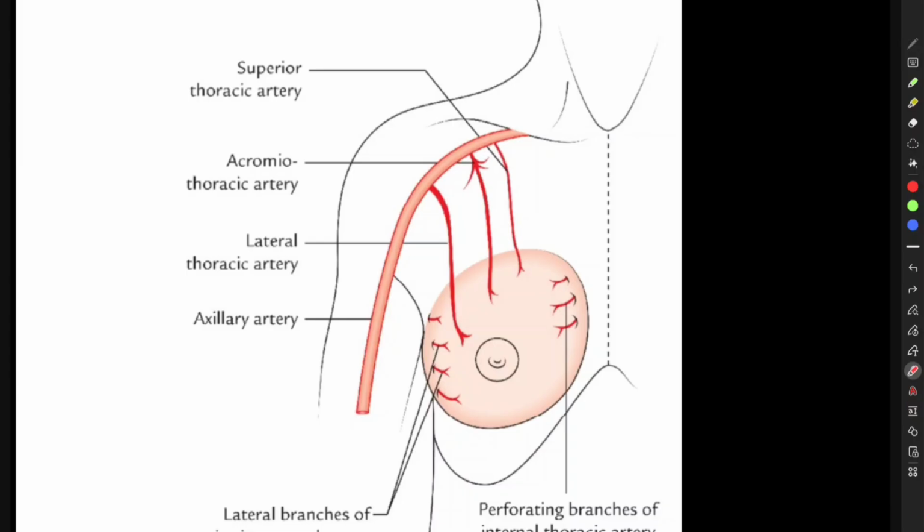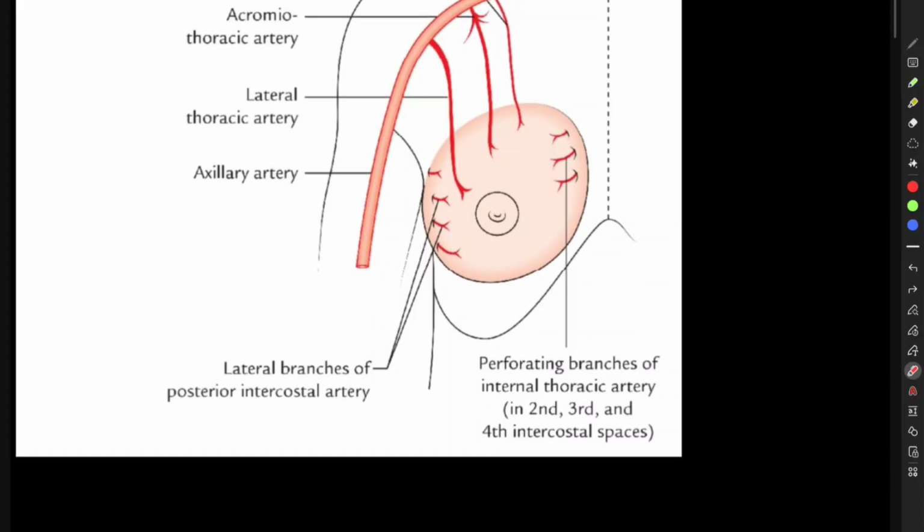This diagram will help you to understand the arterial supply of the breast. First of all, we have the internal thoracic artery, which supplies the breast through its perforating branches. This internal thoracic artery is basically a branch of our subclavian artery. So the first artery which supplies the breast is our internal thoracic artery via its perforating branches.